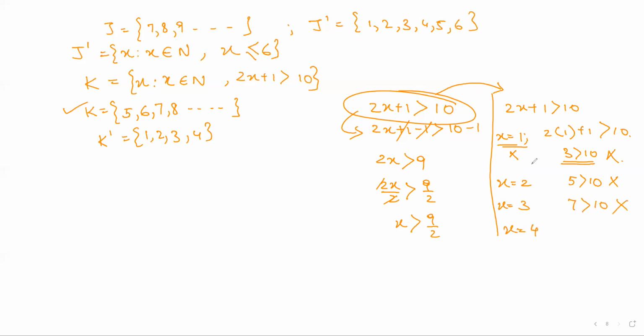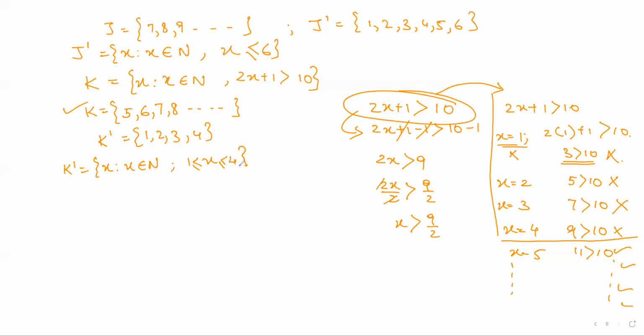x equals 4. 9 greater than 10. Not true. x equals 5. 11 greater than 10. True. Beyond this, if you keep on increasing the value of x, your equation will hold true, which means x can have any value except for these 4 values, 1, 2, 3, 4, for the set of k. So k dash in set builder form will be equal to x such that x belongs to N and 1 less than or equal to x less than or equal to 4.